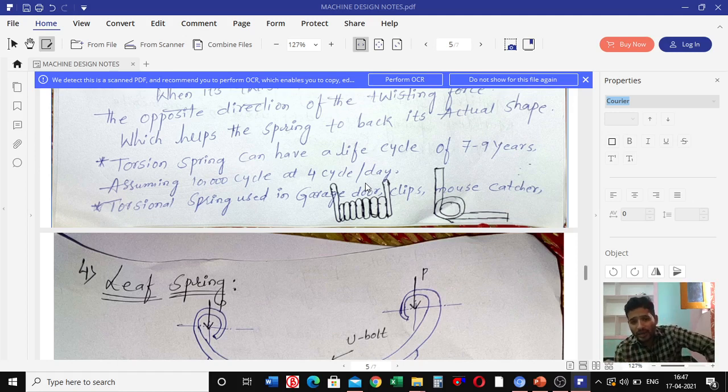So assume 10,000 cycles at 4 cycles per day. Torsional springs are generally used in clips, as well as in garages, and in our daily life, like a mouse catcher. Is it right? We are using torsional springs.